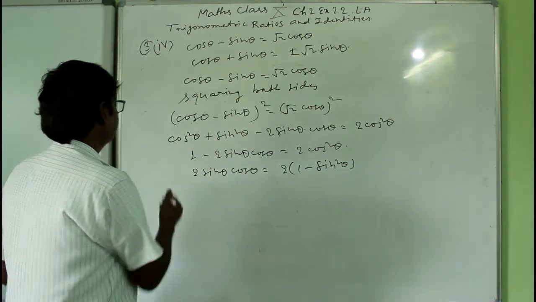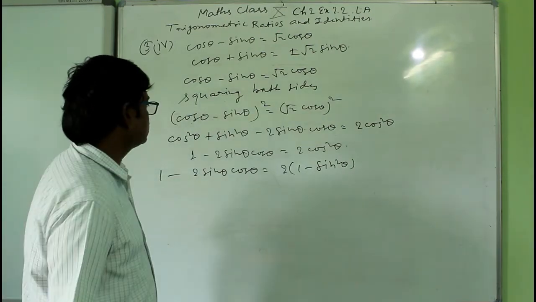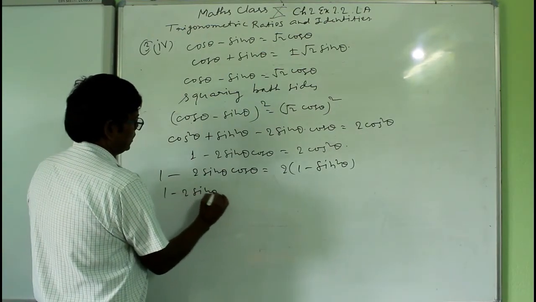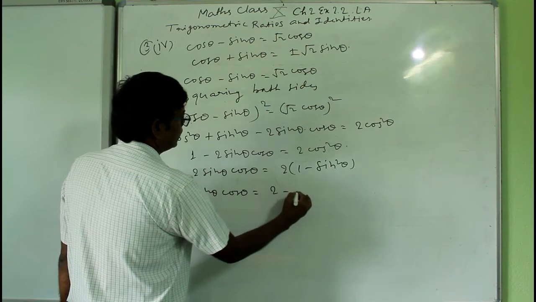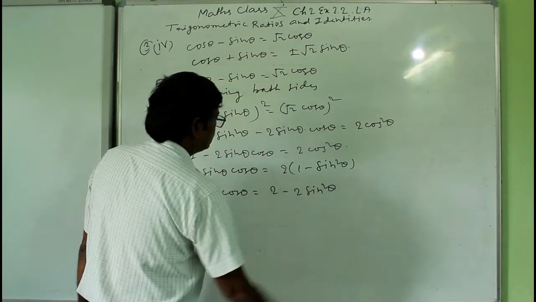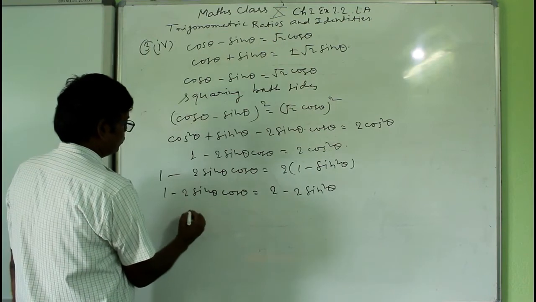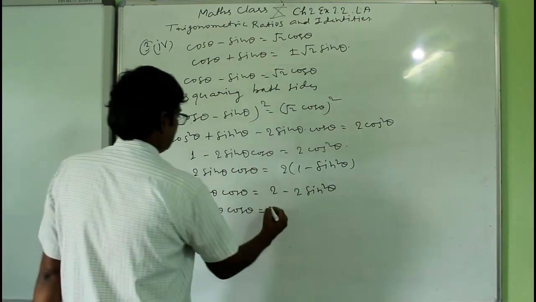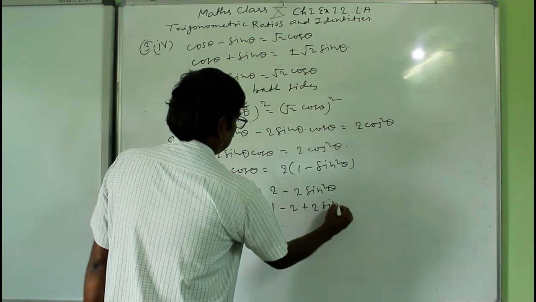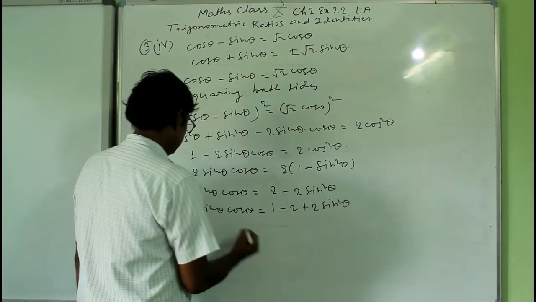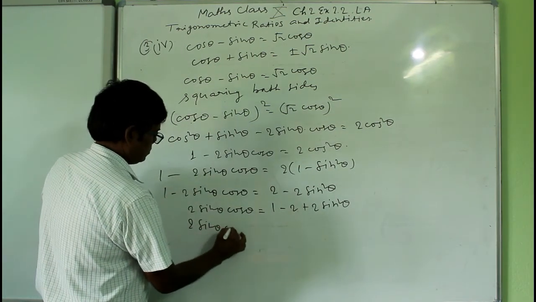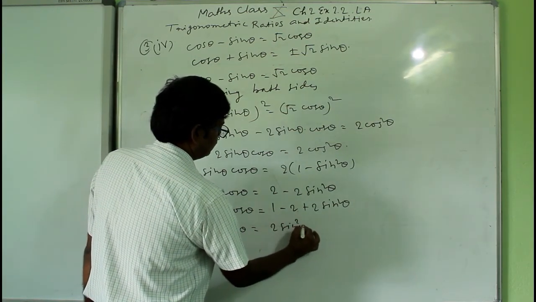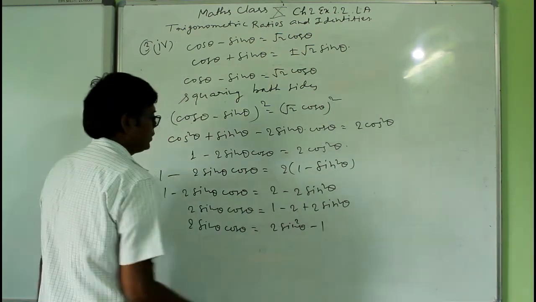Okay, and this is 1 minus 2 sin theta cos theta equal to 2 times (1 minus sin square theta), then 1 minus 2 sin theta cos theta equal to 2 minus 2 sin square theta. Then here we have to find 2 sin theta cos theta equal to how much? 1 minus 2 plus 2 sin square theta. So it will be equal to 2 sin square theta minus 1. Okay, now leave it here.